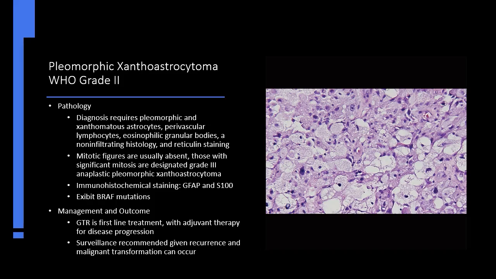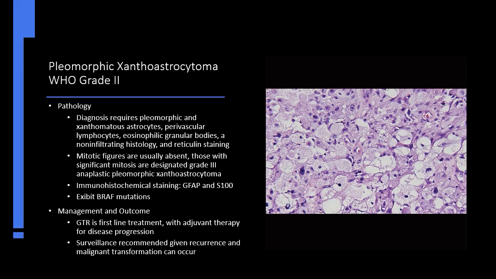Specific microscopic criteria exist for the diagnosis. Criteria include presence of pleomorphic and xanthomatous astrocytes, perivascular lymphocytes, eosinophilic granular bodies, a non-infiltrating histology, and reticulin staining. Characteristically, spindle cells with elongated nuclei are seen in streaming or storiform patterns, and in other areas, round or polygonal cells can be found with ground glass eosinophilic cytoplasm containing pleomorphic and occasionally multiple nuclei.